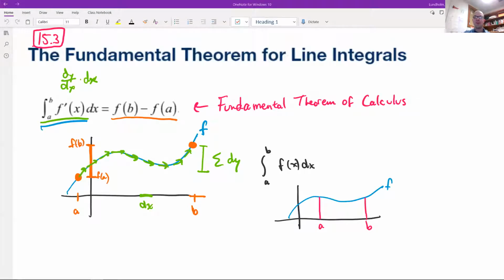Hi, everybody. We're here to talk about the fundamental theorem for line integrals. So we're in section 15.3, and in order to get psyched up for the fundamental theorem of line integrals, we're going to talk about the fundamental theorem of calculus back from Calc 1.